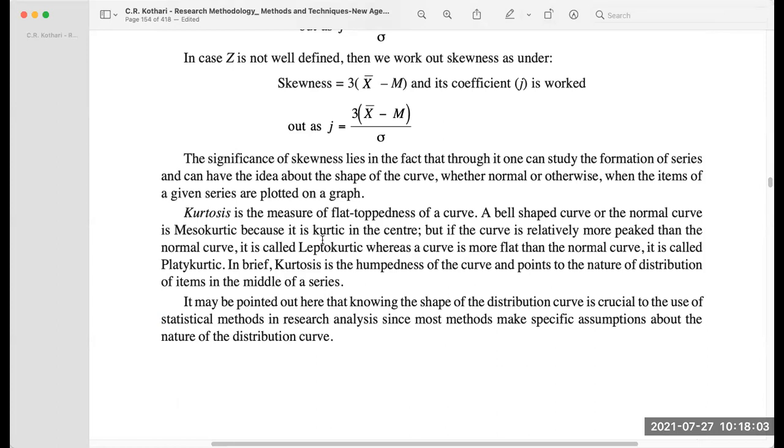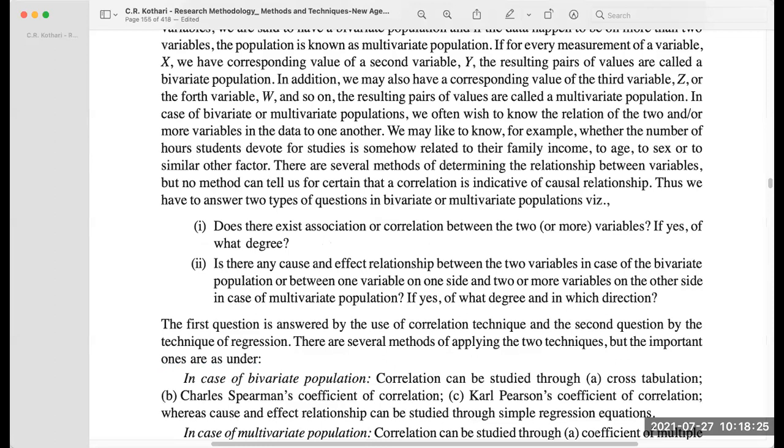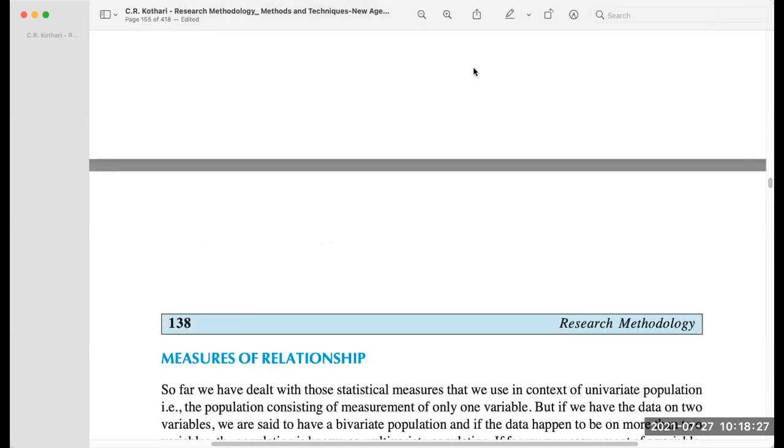Already I've given you a book on statistics, Montgomery. Okay, that is a very good book for understanding this kind of measures or parameters. Now coming to the other measures, the measures of relationship. Till now we have discussed only one variable, right? So it's mean, median, mode.